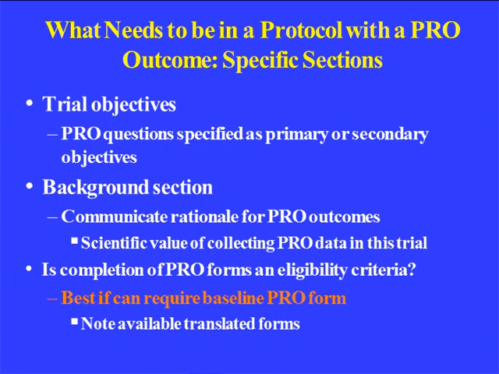All right, so what needs to be in the protocol? The very first area is that most protocols list objectives, and the PRO questions should be specified as primary or secondary objectives. That should be made clear in the objective section of the protocol. In the background section, it's very important to communicate the rationale for PRO outcomes. This indicates the scientific value of collecting PRO data in the trial. Is it worth the effort? And so the rationale for that needs to be presented in the background.